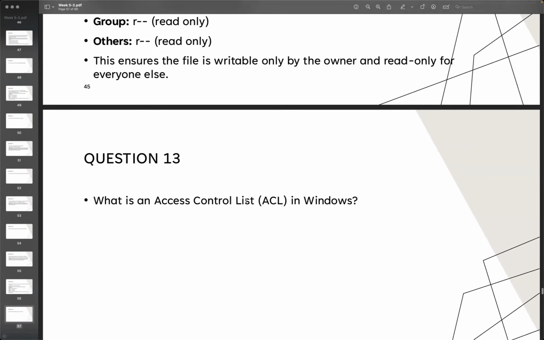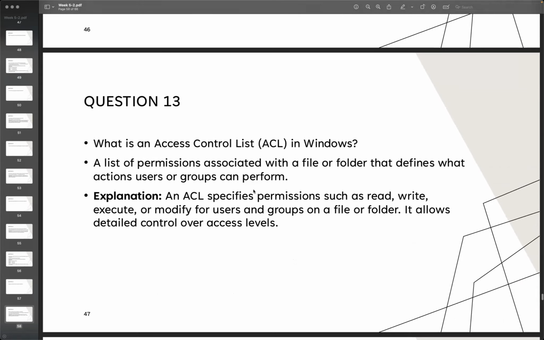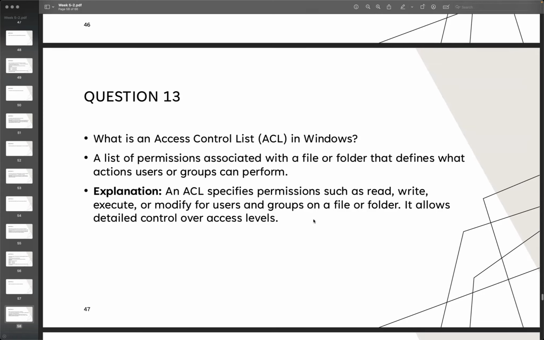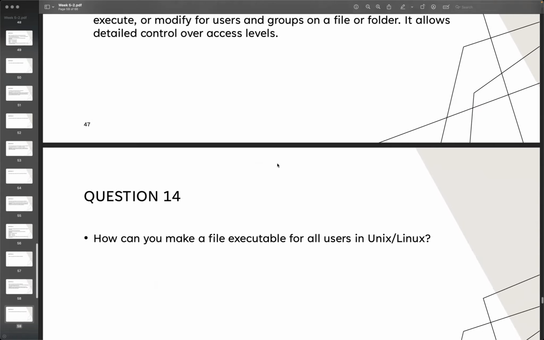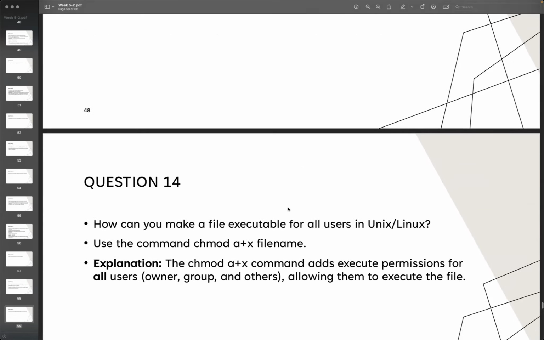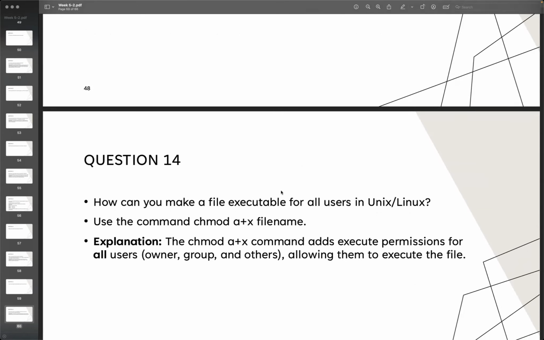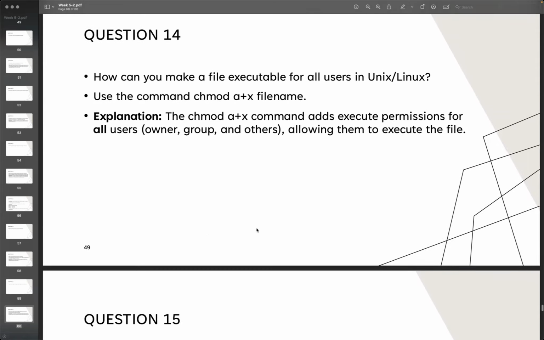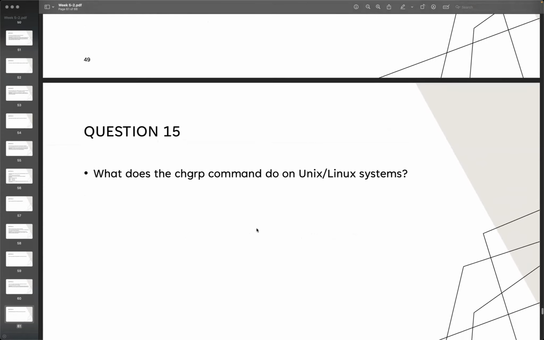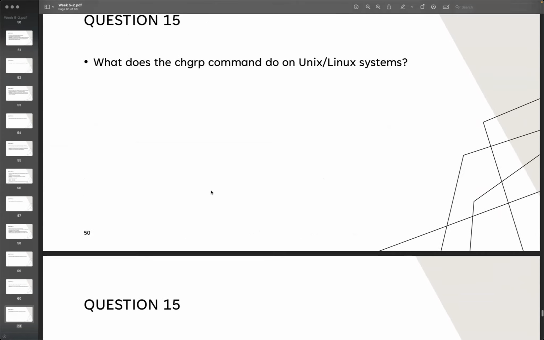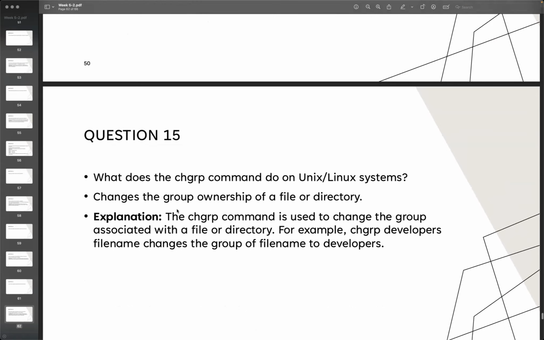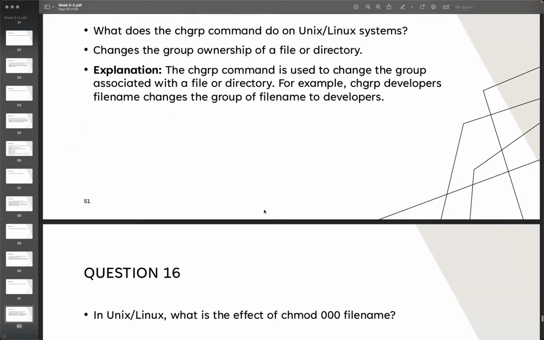Okay, ACL, this I covered. The ACL is the permission list for a file or folder that defines the actions of a user or group. Because we don't really cover Windows, I'm just letting you know. It's right here. And if I want to make it executable, a plus x. And we also need to change the group. It will be like this, using the chgrp command to change the group.